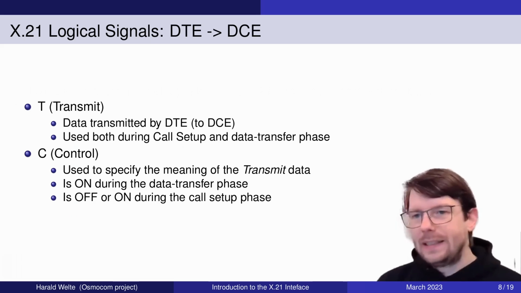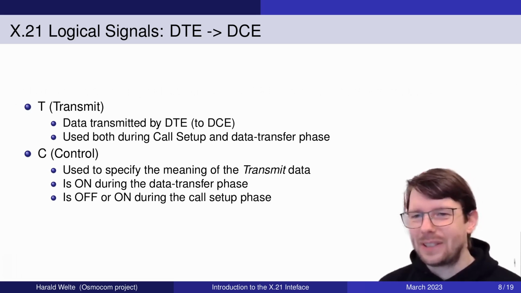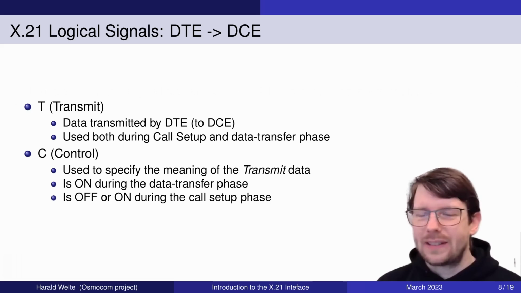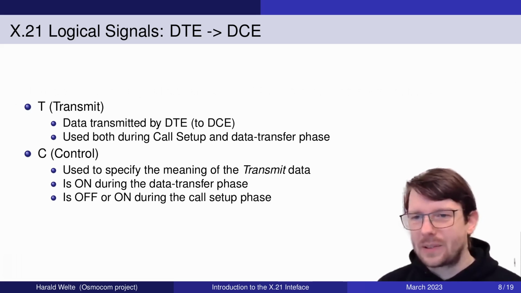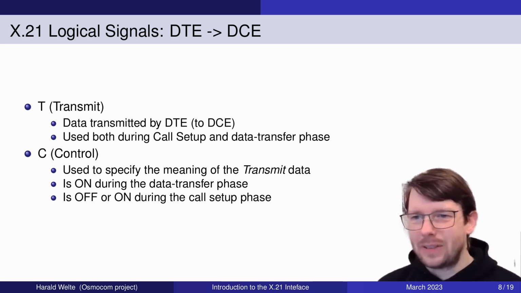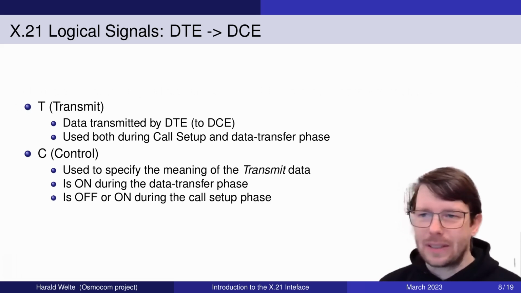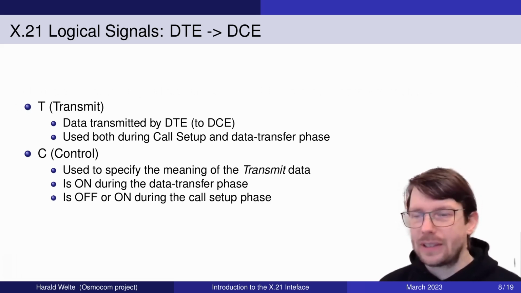So the logical signals in the direction DTE to DCE. That's what your computer or terminal or whatever you attach to your X.21 interface as a user transmits. There are 2 signals. One is called transmit, the other is called control. Transmit is what is used to transmit actual data, meaning your serial bit stream. This signal is used both during the call setup phase and during the data transfer phase.